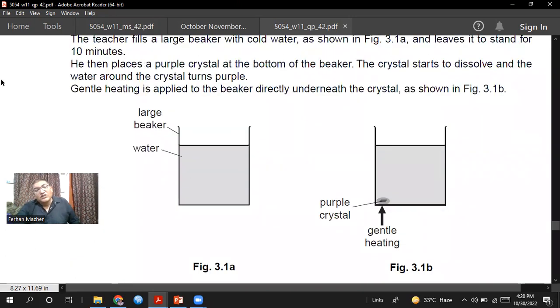When you use a large beaker, a lot of students will be there in the lab, so they will be able to see what is happening inside the beaker. That's why they use a large beaker. Another thing is that if the beaker is large, then the purple color will take some time to spread in the beaker. So when it takes time, you will have the time to observe it. Okay.